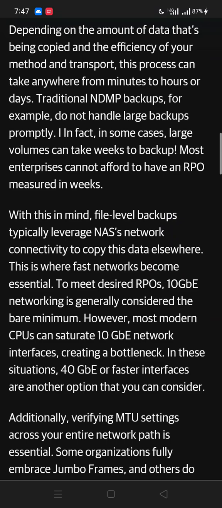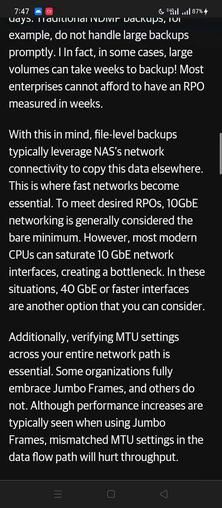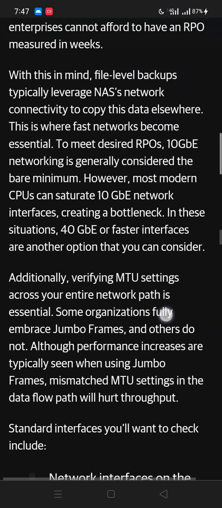With this in mind, file level backups typically leverage the NAS's network connectivity to copy this data elsewhere. This is where a fast network for backup is essential. To meet desired RPOs, 10 GB networking is generally considered the bare minimum. However, most modern CPUs can saturate 10 GB network interfaces, creating a bottleneck. In these situations, 40 GB or faster interfaces are another option that you can consider.